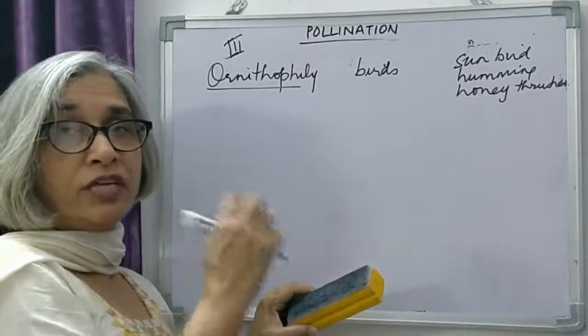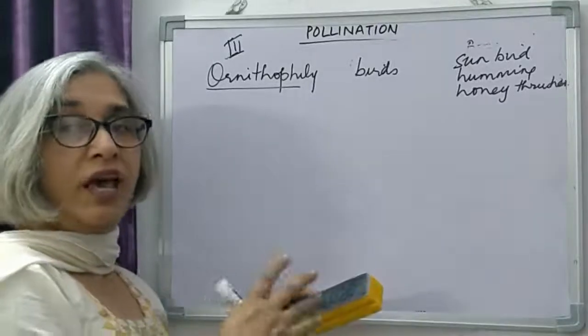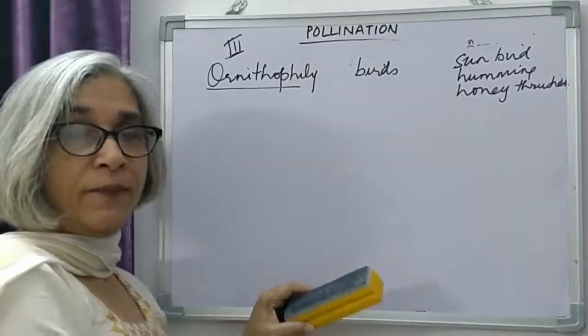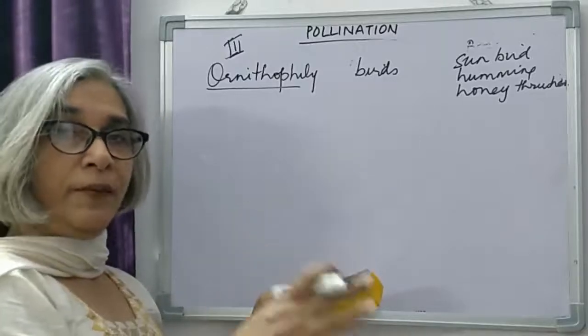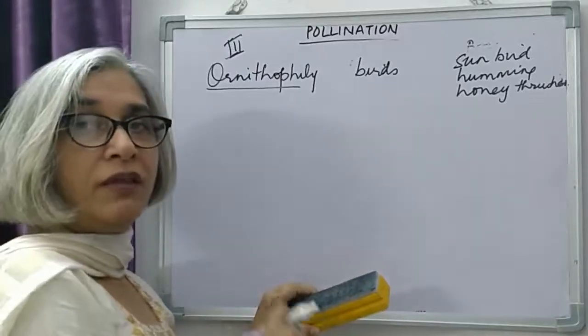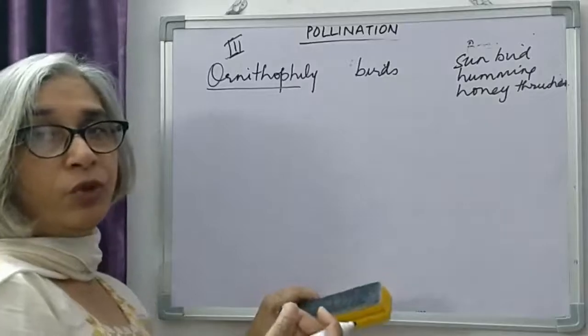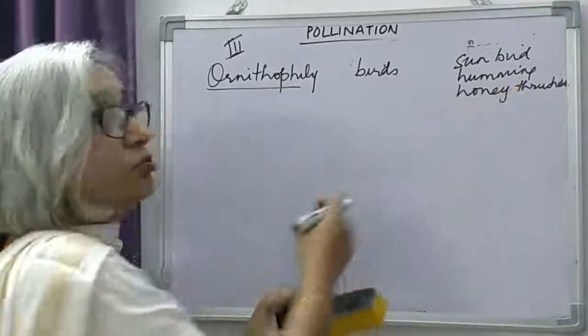The pollen sticks to its legs, to its feathers, and when it moves to another flower to suck nectar, they deposit the pollen on the stigma there. That is how pollination is brought about. So this is done by very small birds.